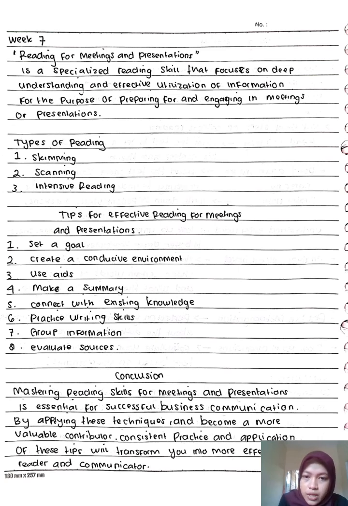Tips for effective reading for meetings and presentations. One, set a goal. Two, create a conducive environment. Three, use aids. Four, make a summary. Five, connect with existing knowledge. Six, practice writing skills. Seven, group information. And eight, evaluate sources.